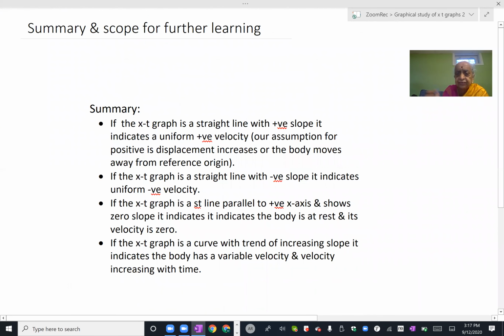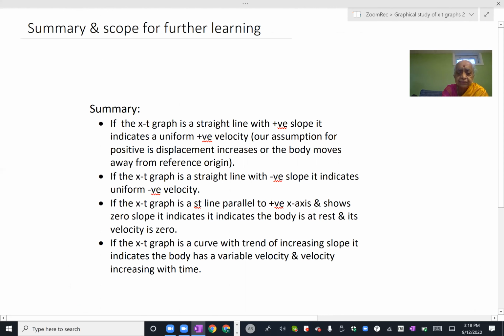If the x-t graph is a straight line with a positive slope, that is, making an acute angle with the positive x direction, it indicates a uniform positive velocity. Our assumption for positive is that displacement increases, or the body moves farther and farther away from the reference origin as time goes on. If the x-t graph is a straight line with negative slope, the velocity is uniform, no doubt, but it is a negative velocity.